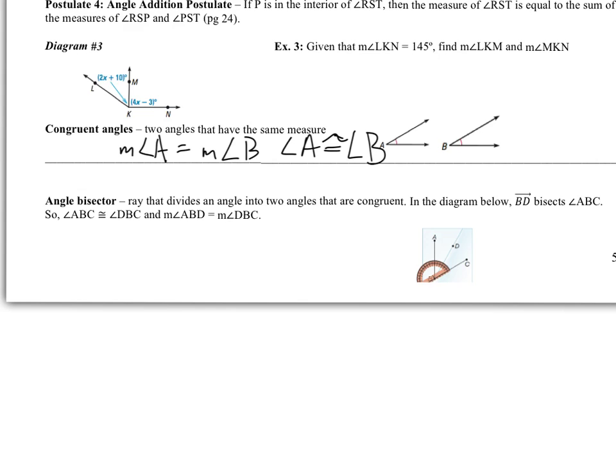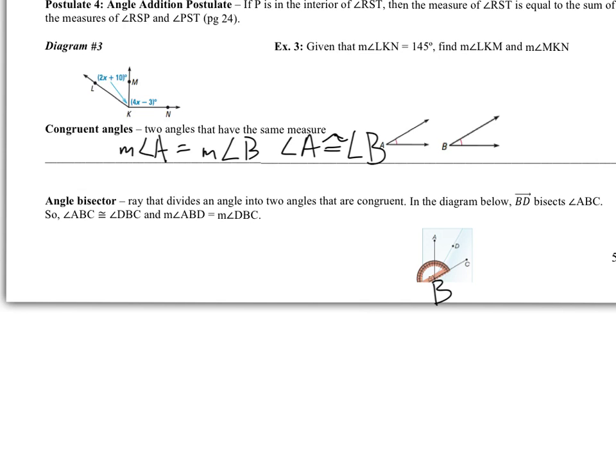The last thing that we have here is an angle bisector. An angle bisector is just a ray that divides an angle into two angles that are congruent. And then I have a diagram. So in the diagram below we have BD, and B is our angle point. So BD.